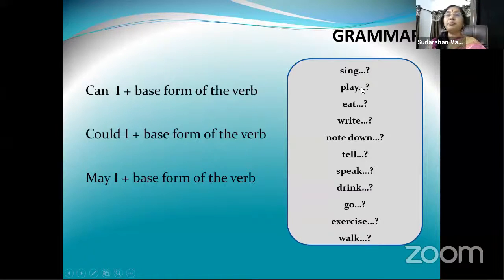Can I play football? Can I play with my team? Can I play cricket in the stadium? Can I play with my friends? Can I play with my opponent team? Can I play in the evening? Can I play in the morning? Can I play kabaddi? So you can go on. That is how you have to practice.